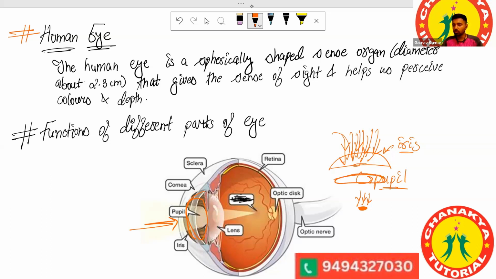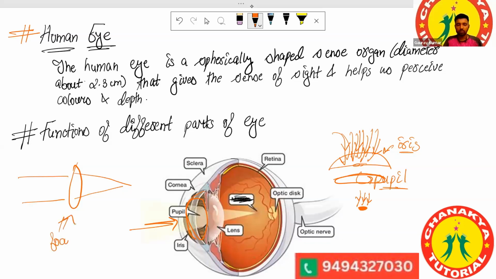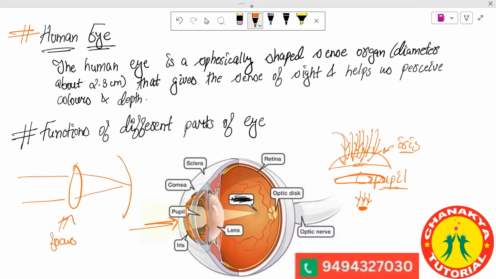So what does the lens do? The lens converges light. Let's say if this is a lens, any light coming to this, it converges. Like you have seen the lens which we use to burn a paper, right? It focuses the light, like a magnifying glass.